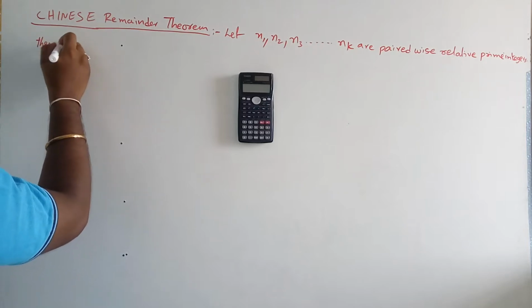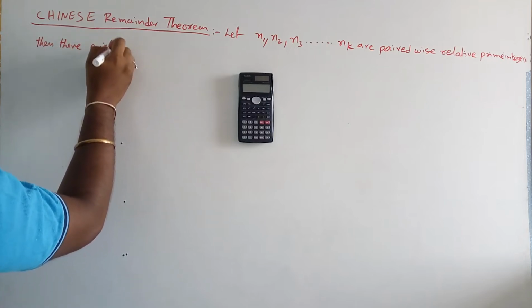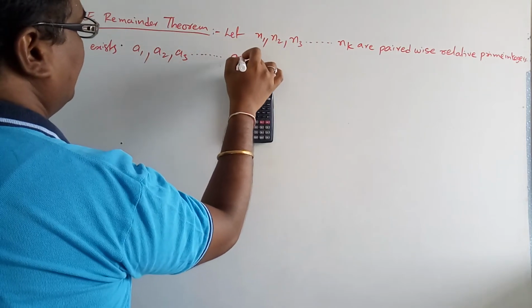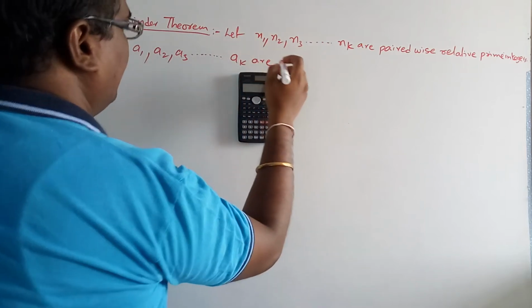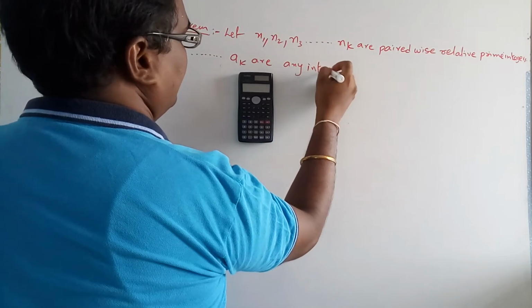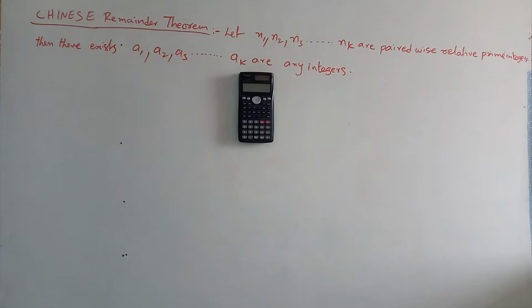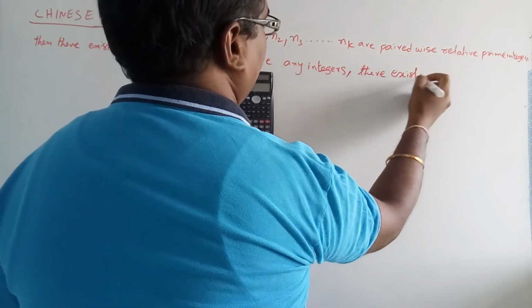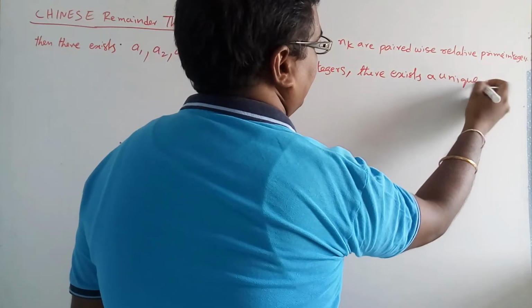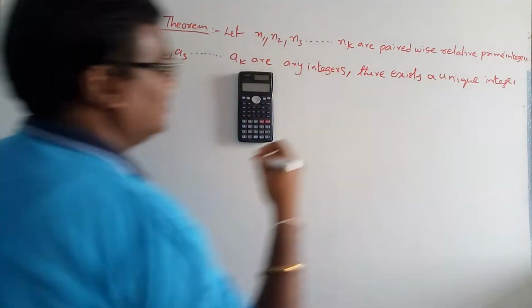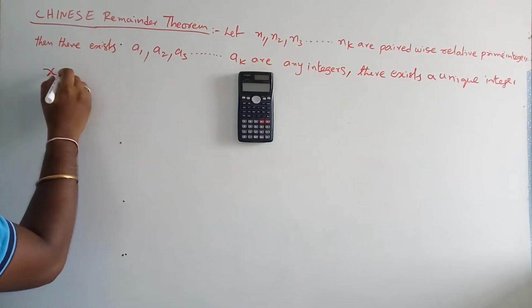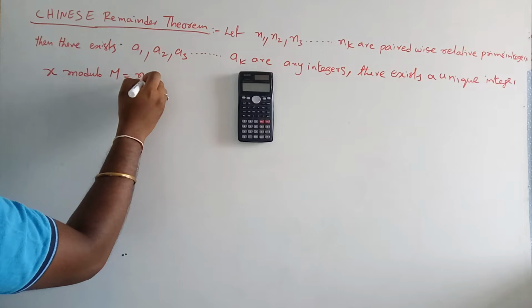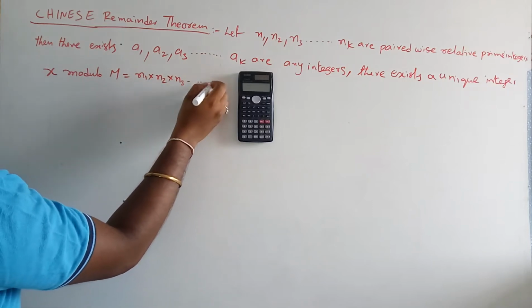Then for any integers a1, a2, a3, and so on up to ak, there exists a unique integer x modulo M, where M is equal to n1 into n2 into n3 and so on up to nk.